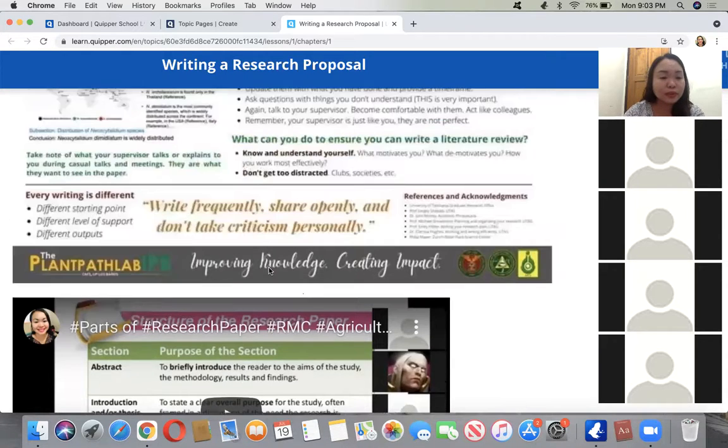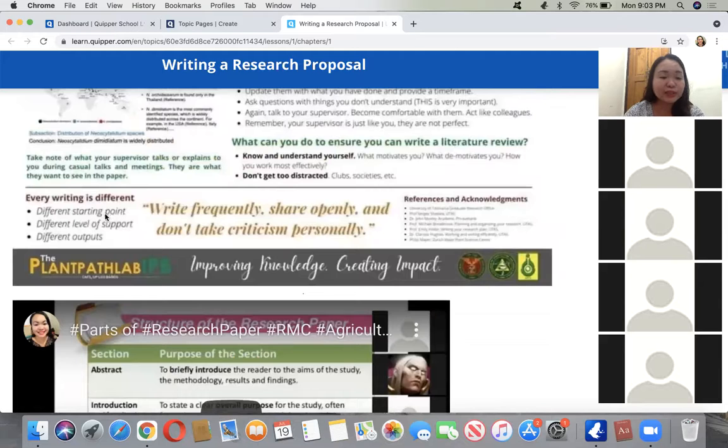So every writer has a different starting point, different level of support, different outputs. All of you have your own preferences and your own topics, so your ways of writing are also different. That is why when I check a paper, and when you eventually become a professor like me someday, when you check papers, you respect their own writing style. Maybe you just have to change the grammar, but don't change their thought, because it's their authorship.